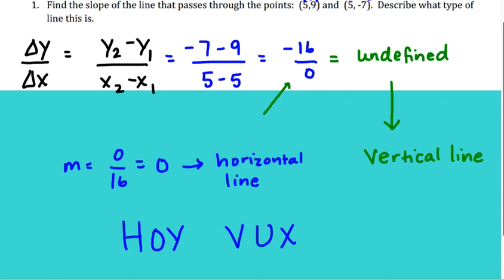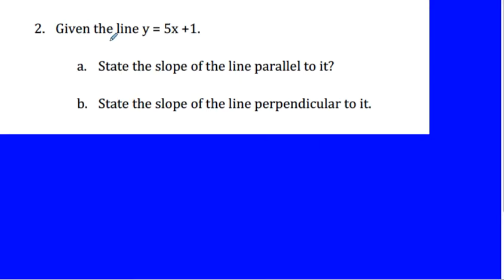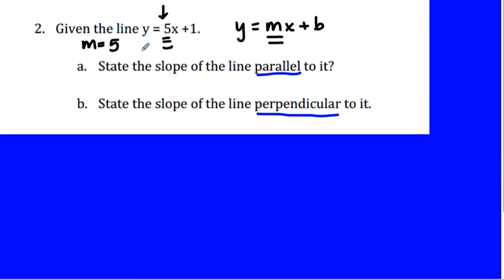All right, so I'm going to move on. The next question was, given the line y equals 5x plus 1, state the slope of the line that's parallel to it and perpendicular to it. First of all, you have to notice that this is in slope-intercept form, so y equals mx plus b form. M is always the slope, so my slope of this line is 5. So m is 5. Parallel lines have the same slope. So if I want the slope of a line that's parallel to it, it would be 5.